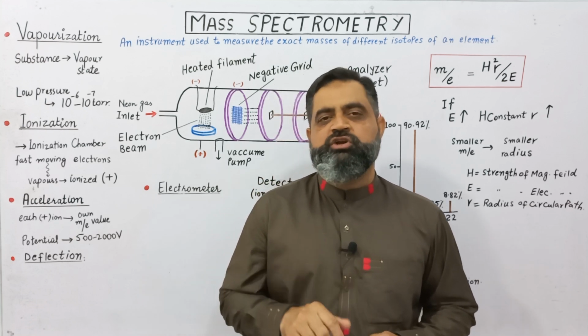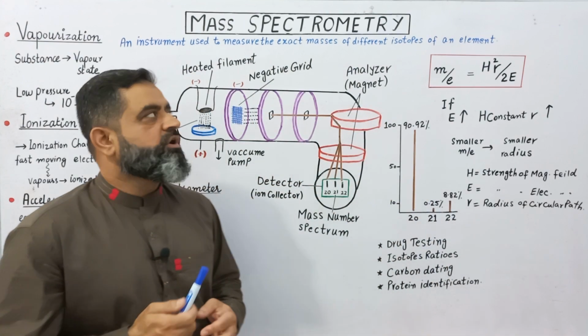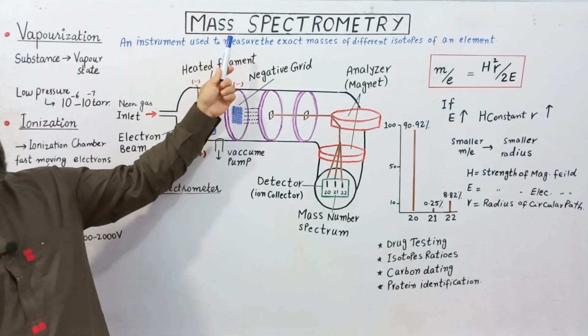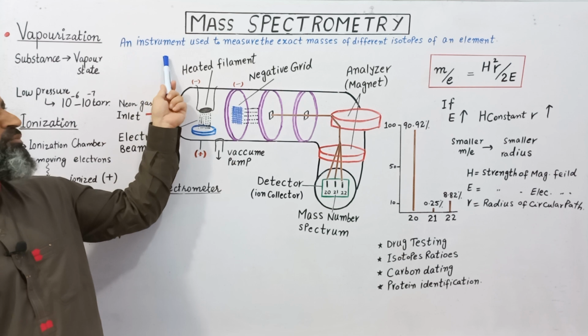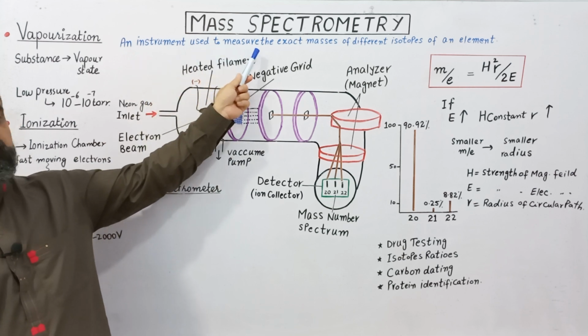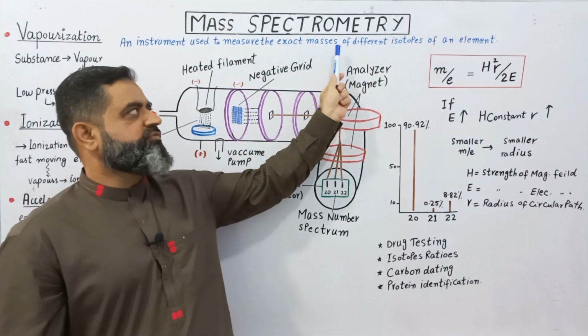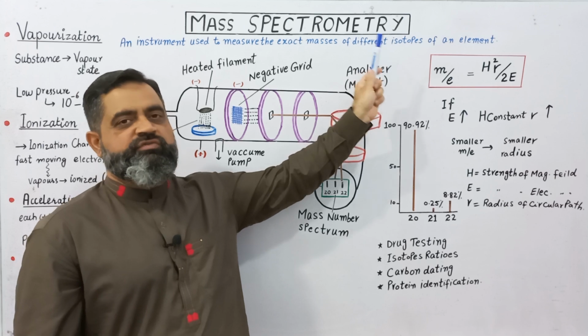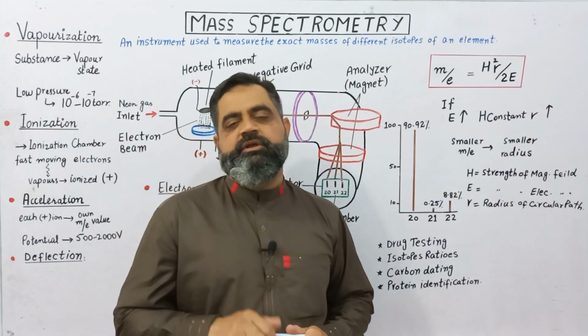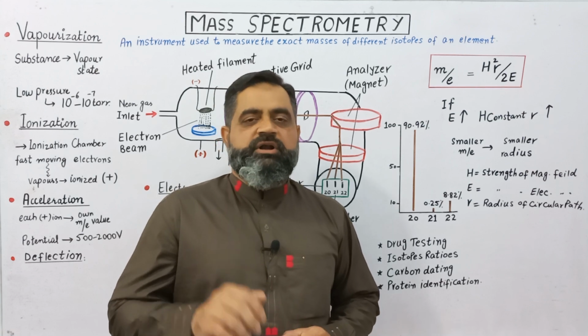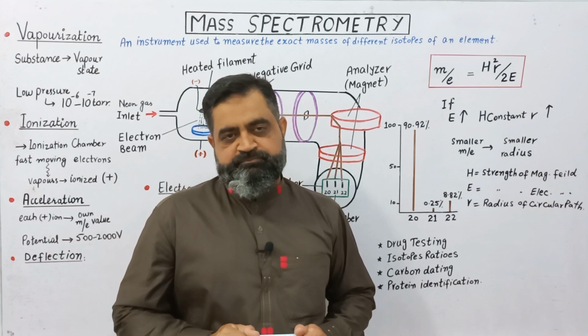So first of all, we are going to look at the definition of a mass spectrometer. It is an analytical instrument used to measure the exact masses of different isotopes of an element, and along with masses we can also determine the relative abundance of these isotopes.